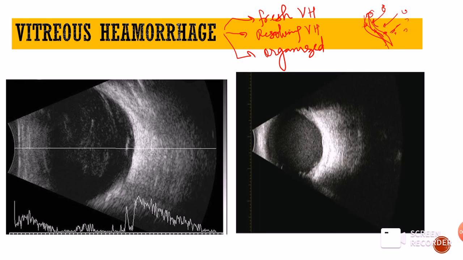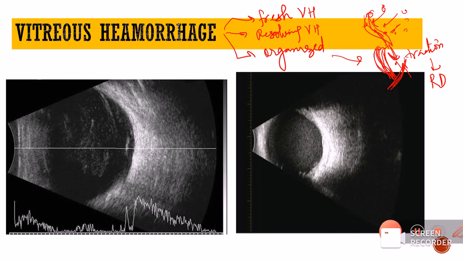Okay, so this is called organization of the VH, and subsequently as they form membranes, these membranes, as we know, all the membranes have this ability to contract, right? So if one of these membranes attaches to our retina, as they contract, they can actually cause traction on the retina, and then they can cause RD also. And that is the reason in any non-resolving vitreous hemorrhage we have to go for a vitrectomy.